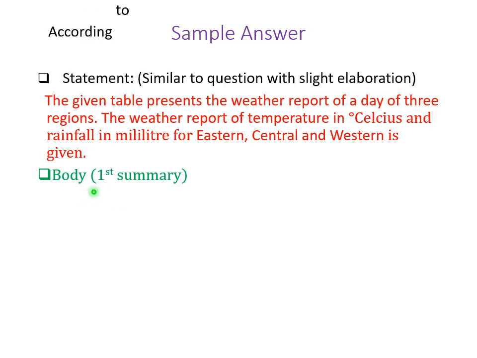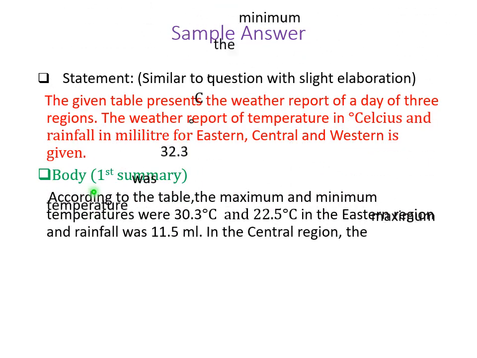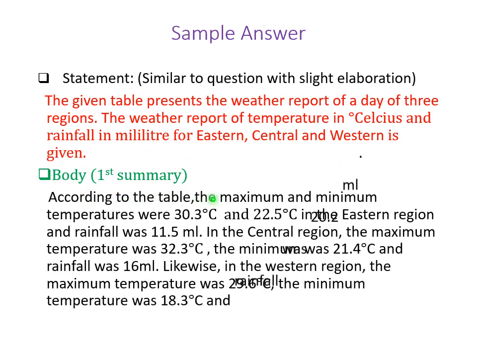Then the body part. I told you to write the summary. For example, you can just write: According to the table, the maximum and minimum temperatures were 30.3 degrees Celsius and 22.5 degrees Celsius in the eastern region, and rainfall was 11.5 milliliter. In the central region, the maximum temperature was 32.3 degrees Celsius, the minimum was 21.4 degrees Celsius, and rainfall was 16 milliliter. Likewise, in the western region, the maximum temperature was 29.6 degrees, the minimum temperature was 18.3 degrees Celsius, and rainfall was 20.2 ml. This is the first part of the body.